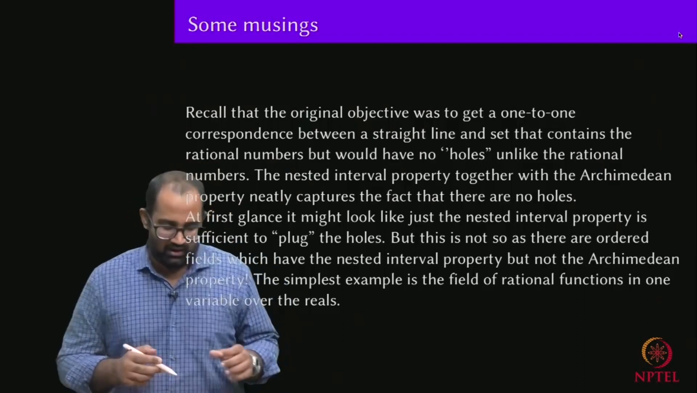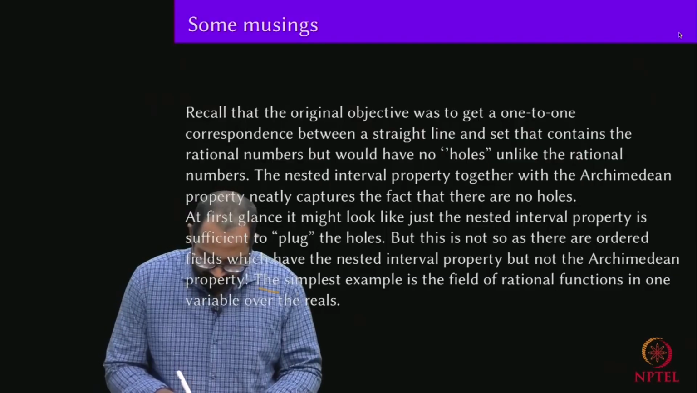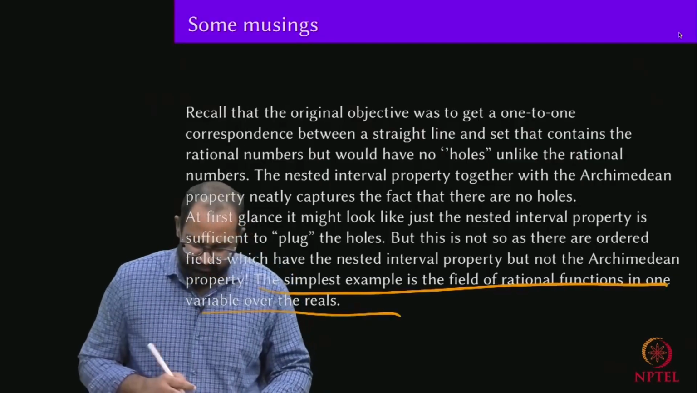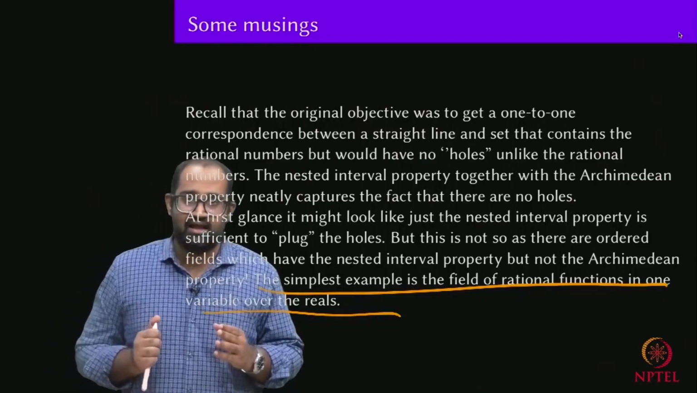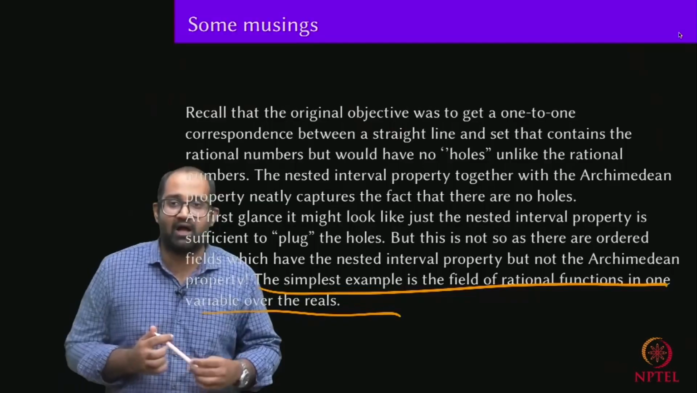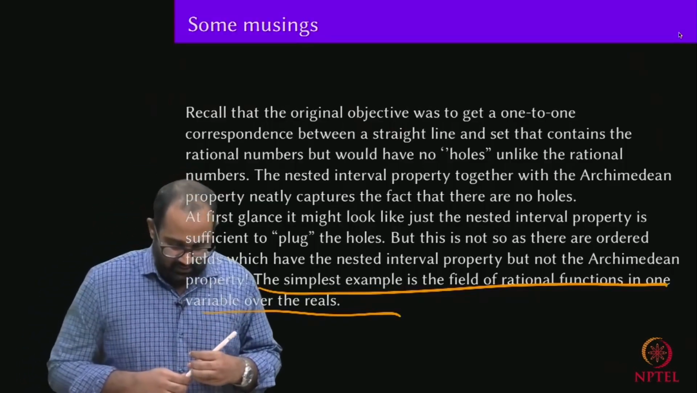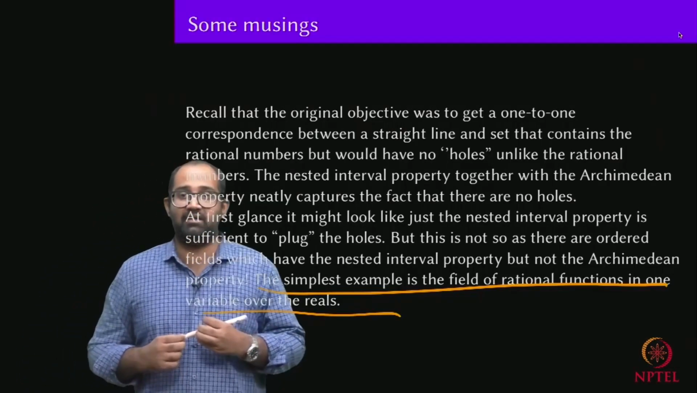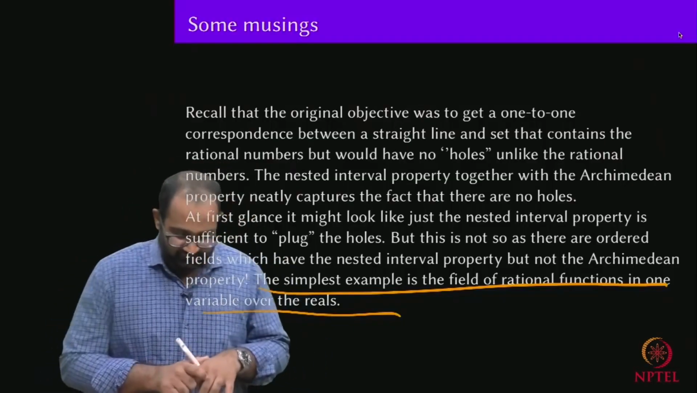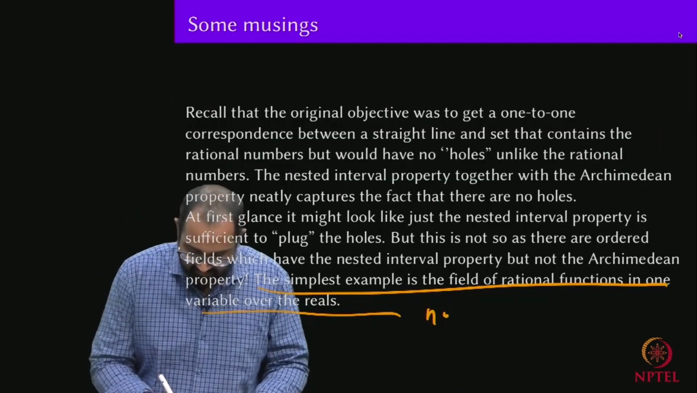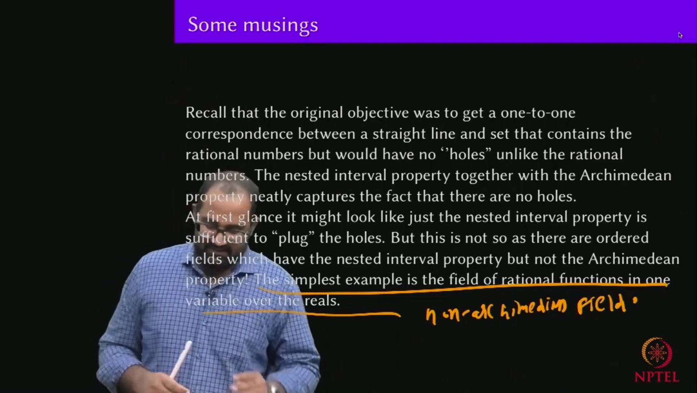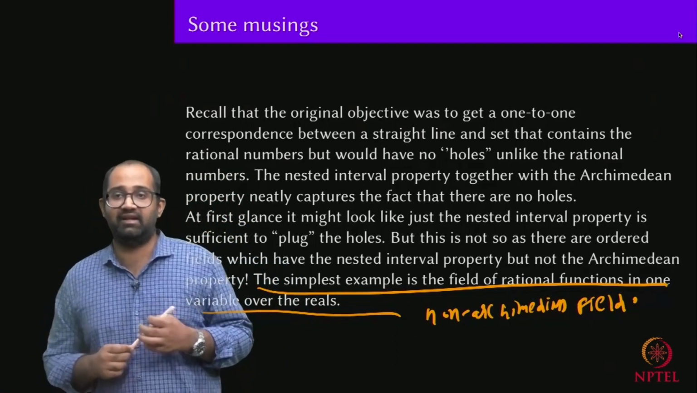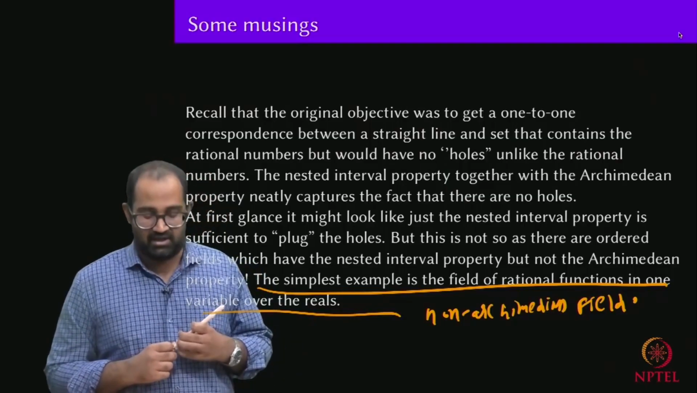Technically, what I have written here is that the simplest example is the field of rational functions in one variable over the reals. The ordering there is somewhat weird, so I am not going to elaborate on how we can construct a field which has the nested intervals property but not the Archimedean property. This is an example of a non-Archimedean field. But there are fields that have the nested intervals property but not the Archimedean property.